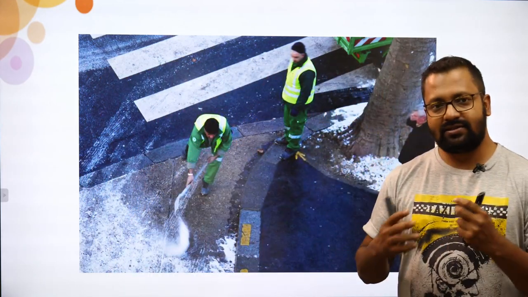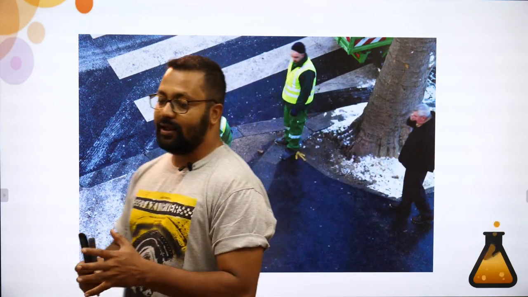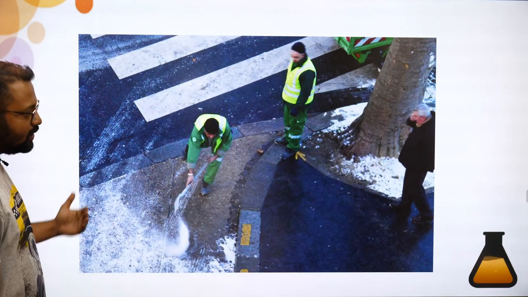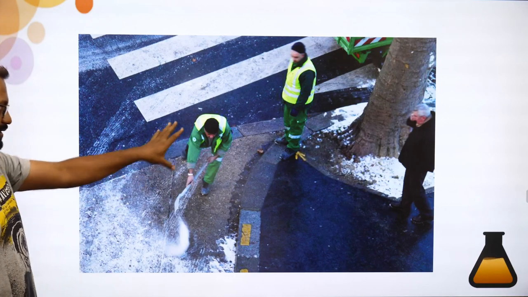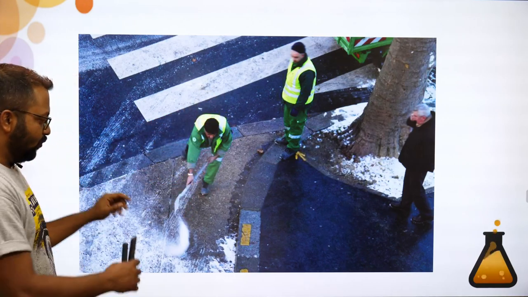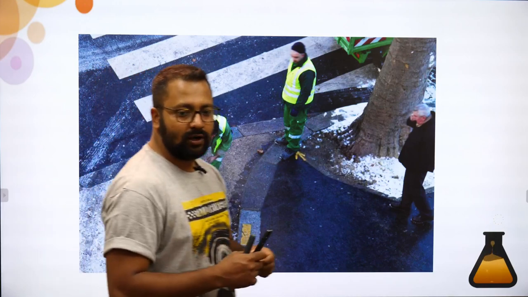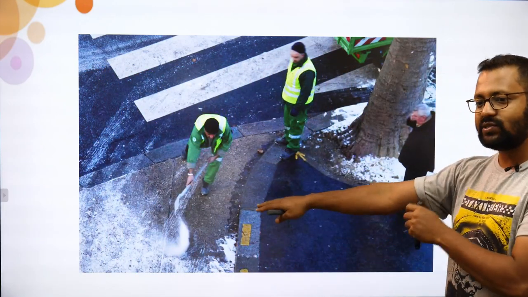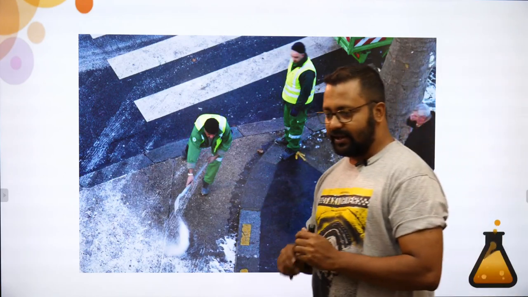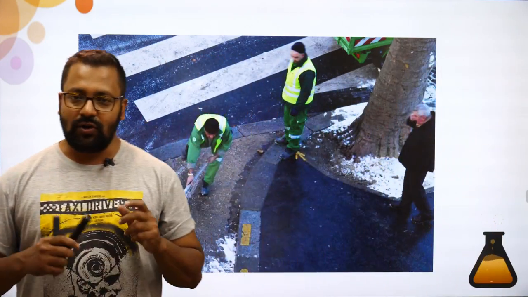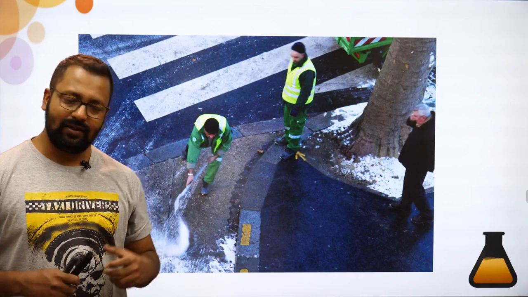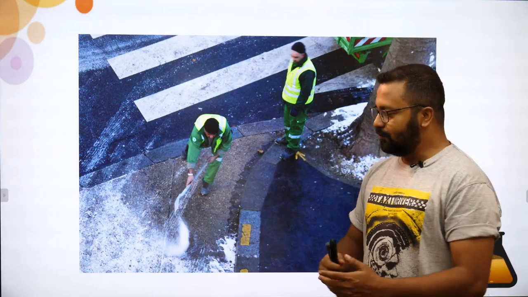Now if anybody has traveled to the US, or if anybody has ever seen this happening in the US, in cold countries, ye hota hai. You can see that these two people are sprinkling salt on the ice which is present on the road. Theek hai? To ye ice ko reduce karne ke liye hum karte hain in the northern hemisphere where it snows for most part of the winter.